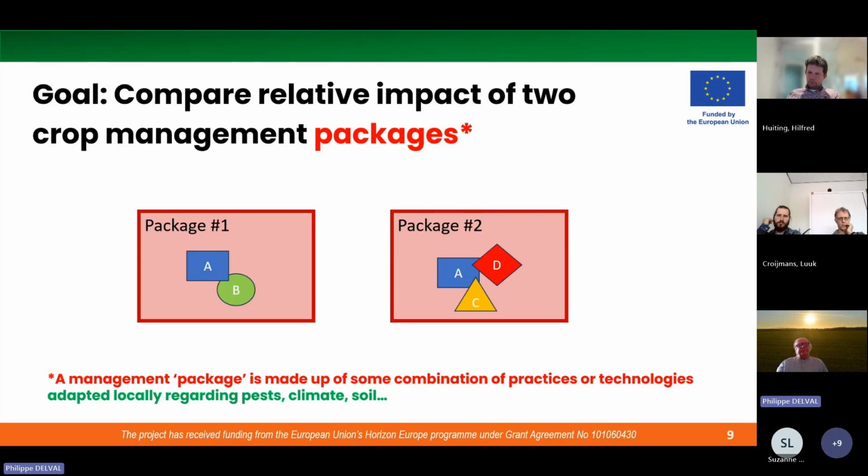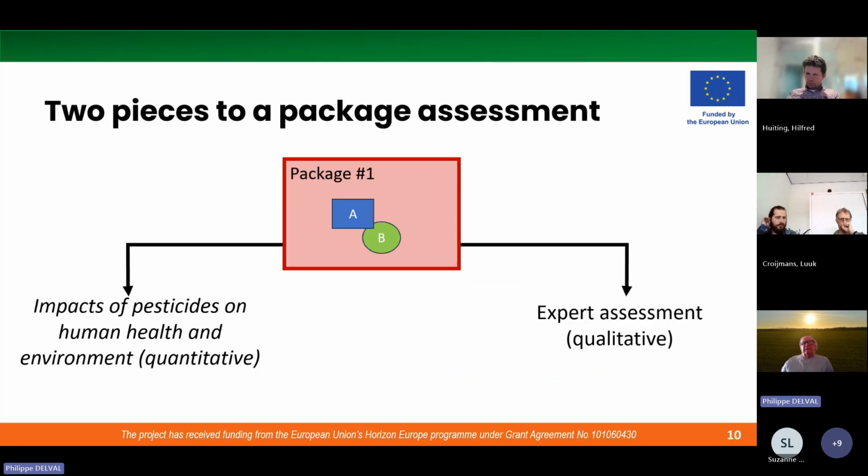Now, the assessment tool for the tomato. We have two pieces to assess. On the left, a quantitative assessment about the impacts of pesticides on human health and environment. And on the right, a qualitative one from the experts that do the trials.